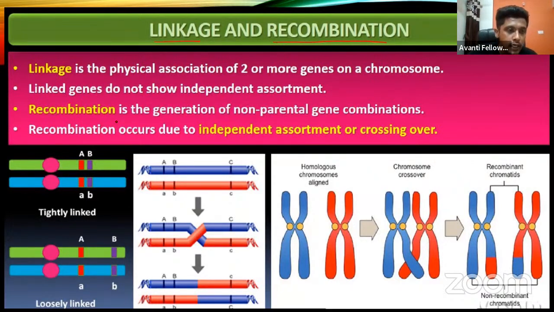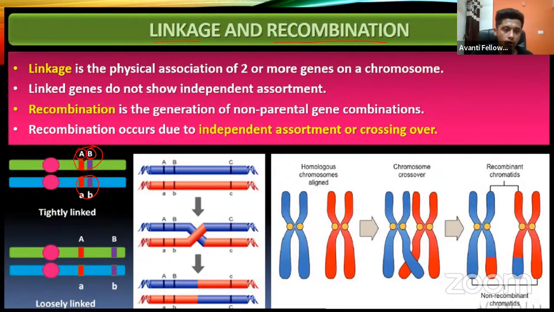Same loci means, look here, A and B, see how they are present, A and B and A and B. They are present at a very similar distance and a very similar region on the chromosome. That we call the loci of a chromosome. So when they are present at a loci of a chromosome, now what happens is the distance between the two genes. Let us say that A is one gene and B is another gene.